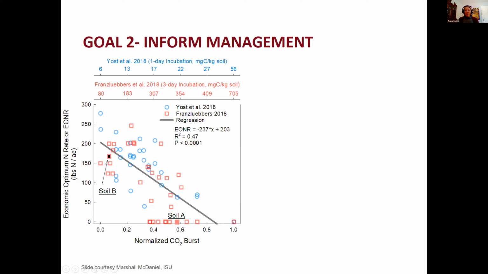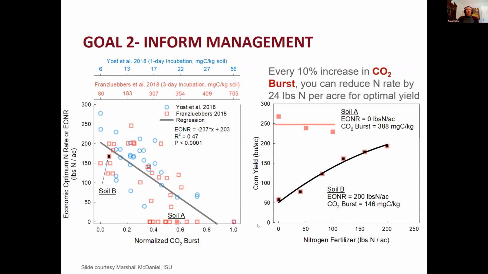It's not that the R squared here is so perfect, it's only around 0.5, but we're not great at predicting nitrogen needs with other tests either. So within that sphere, this is not a terrible R squared value. This kind of zooms in on what that looks like for a couple of soils with a more standard economic optimum nitrogen rate curve here, where soil B, which is one of these low CO2 burst tests, high EONR soils, shows that it's responding to nitrogen. And soil A, which had a low EONR and high CO2 burst, it's really not responding to nitrogen. It had sufficient nitrogen.